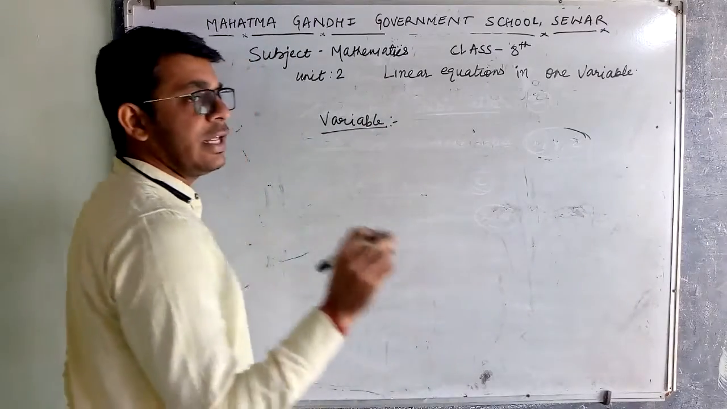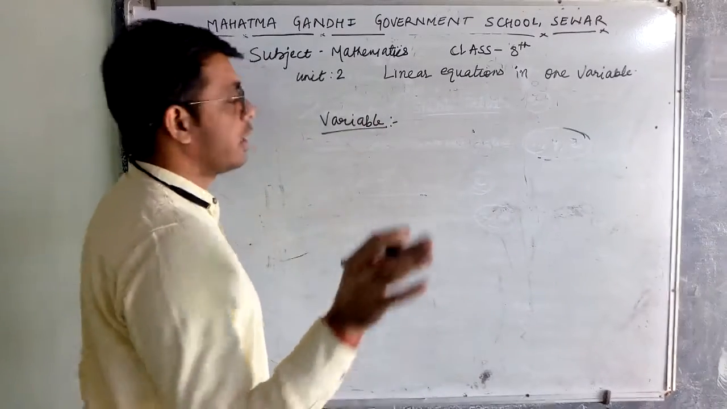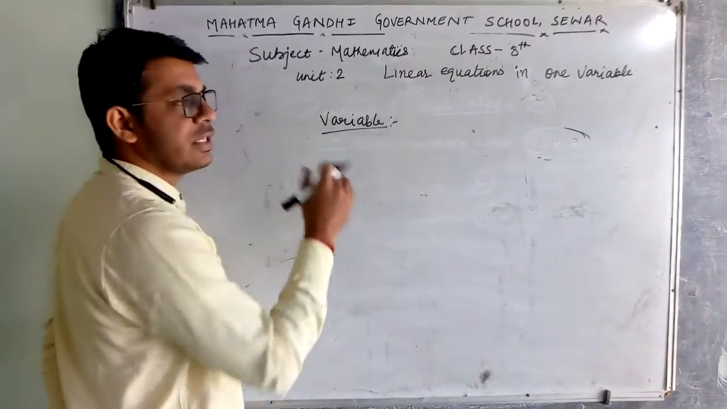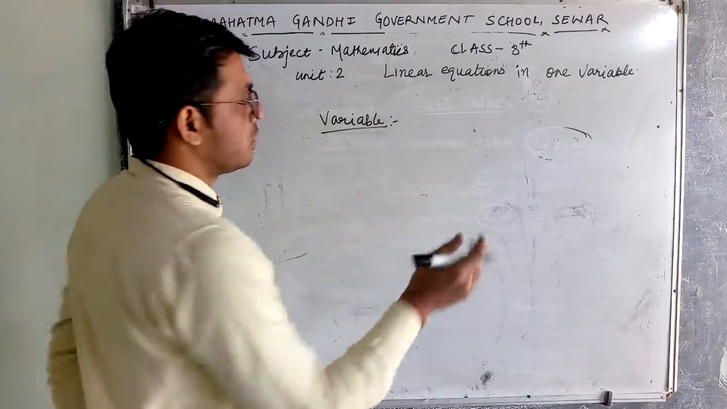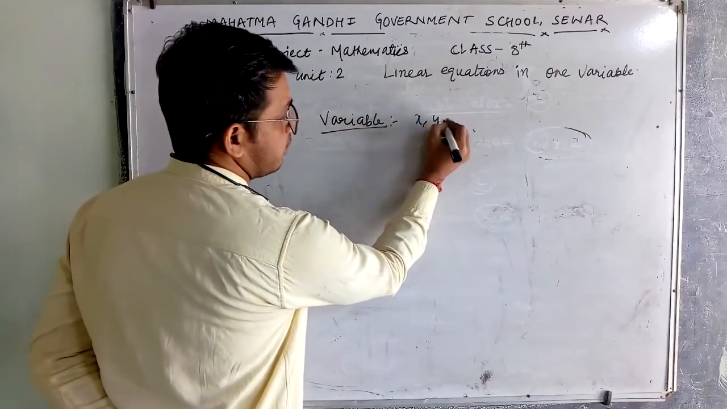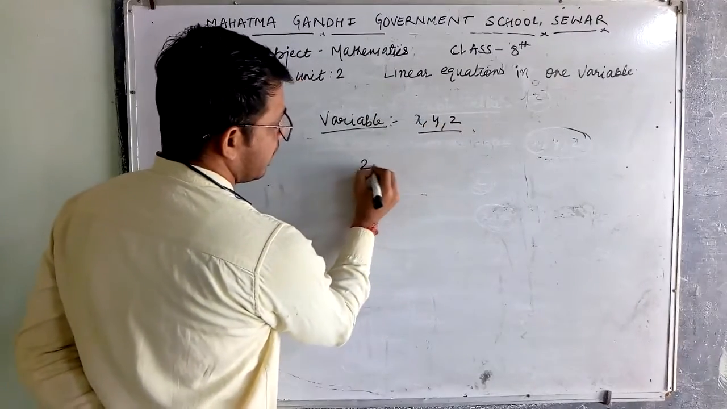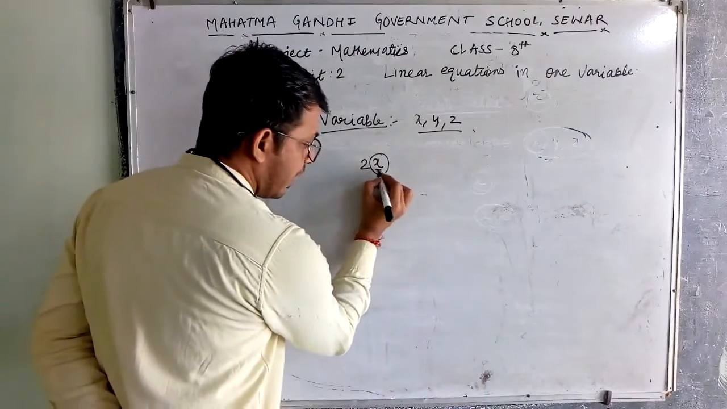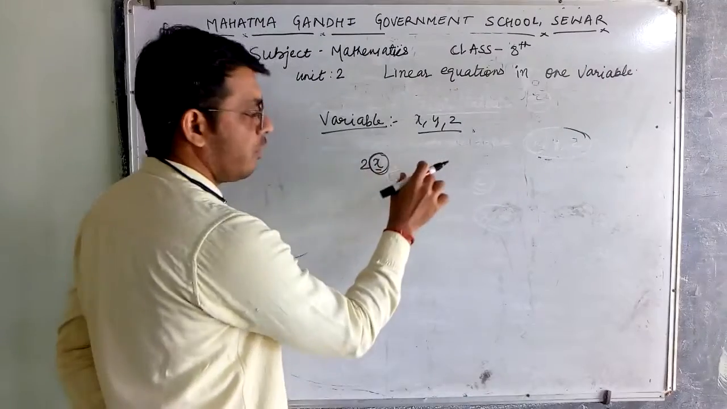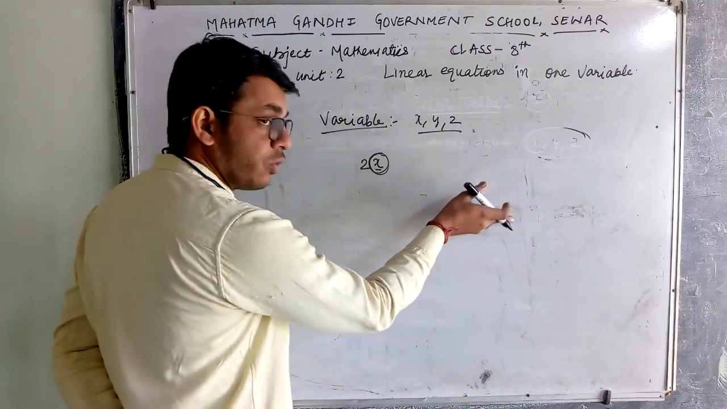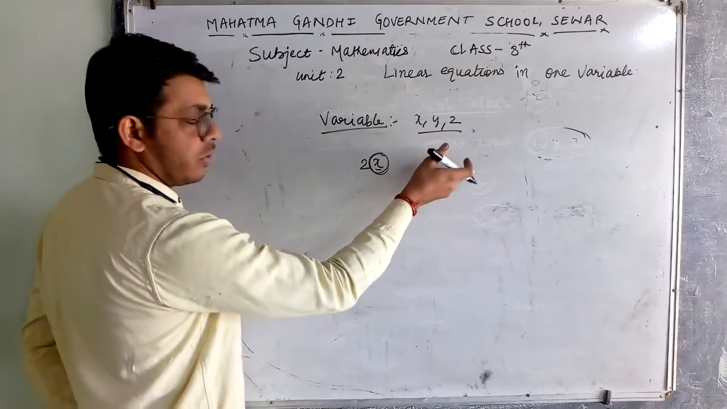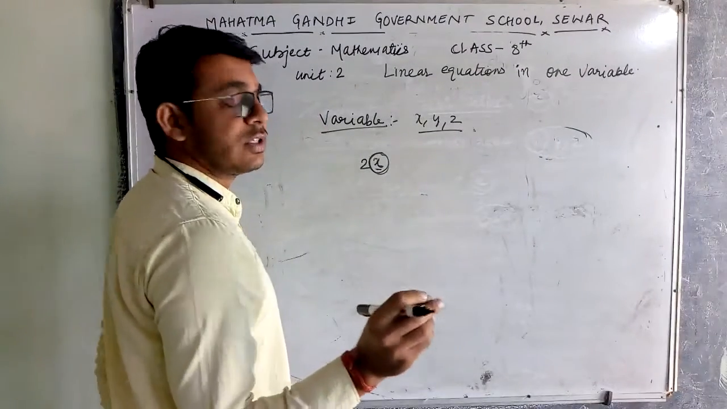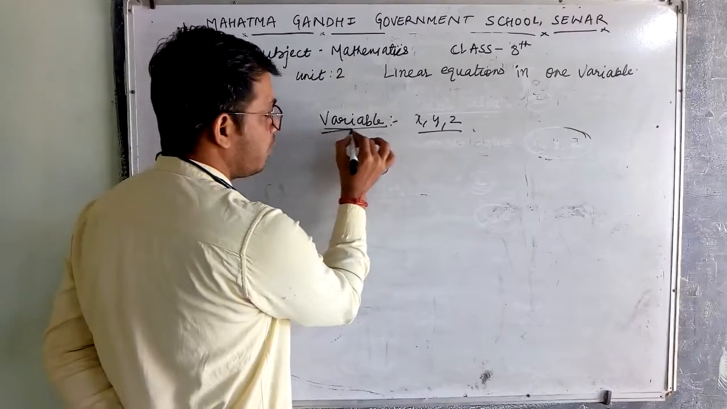Variable means anything or any number which has an unstable value, or the value of which changes with time or according to the situation. Like x, y, z. If I write 2x, then whenever the value of x changes with time or with situation according to the needs of the solution, the value of x will continuously change. That's why it's called a variable.